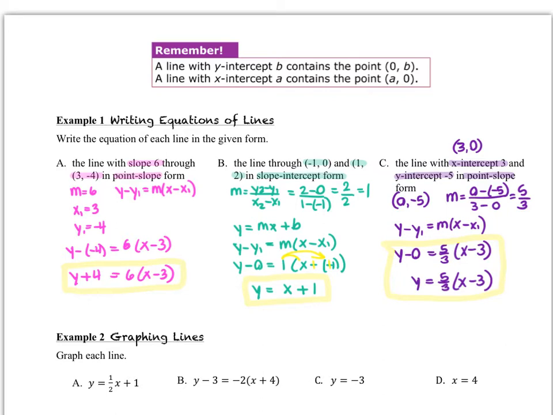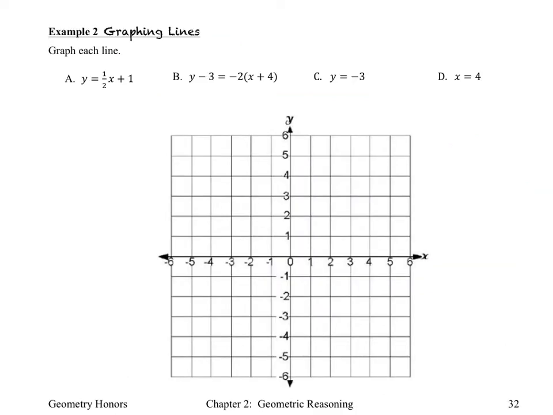Let's take a look at example 2 now. On example 2, we have 4 different lines that we're going to graph, and we're going to start out by looking to see what information is being given to us for each one of these lines.